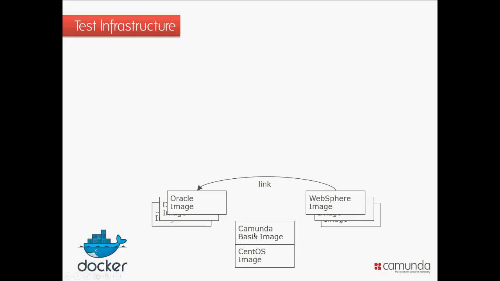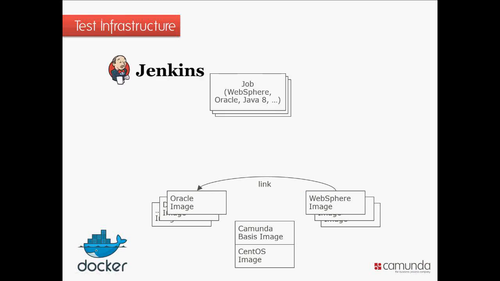So we have basically a basis Docker image. Then we build an image for every database. So it might be Oracle 10G, for example. And for all the containers we support, like Tomcat or WebSphere, these kind of things, even again with the version and all that stuff, they can be linked together. So that we have the WebSphere linked to the Oracle database or WebSphere linked to DB2 and these kind of things. So we have all the combinations.